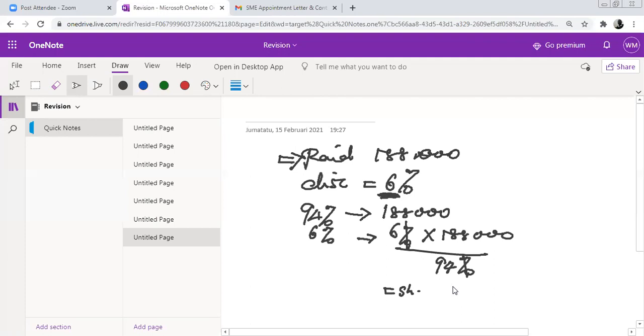Somebody? 6 times 188,000. Then the answer you get, you divide by 94. I have 12,000 as my answer. Let us say that is correct. So this is the discount that John deducted.